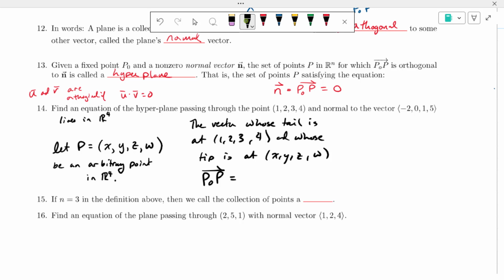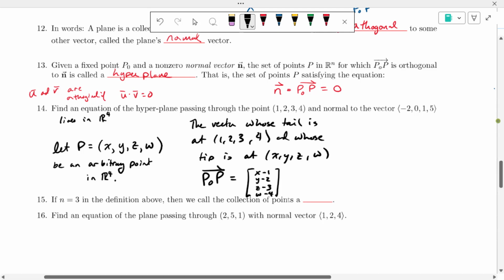And that would be the vector. So let's see here. If we take the tip point minus the tail point, this would be the vector x minus 1, y minus 2, z minus 3, w minus 4. There I've constructed this abstract vector. This is any vector in R4 whose tail is at the point 1, 2, 3, 4, and the coordinates of the tip may lie anywhere in R4. But I don't just want any vector in R4.